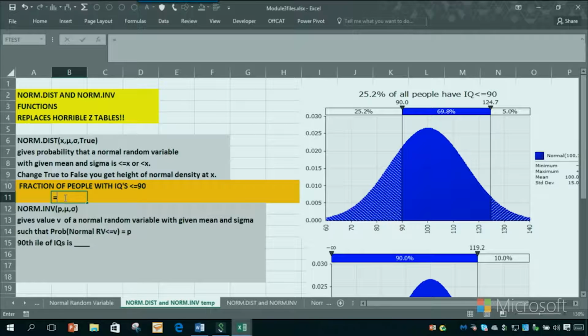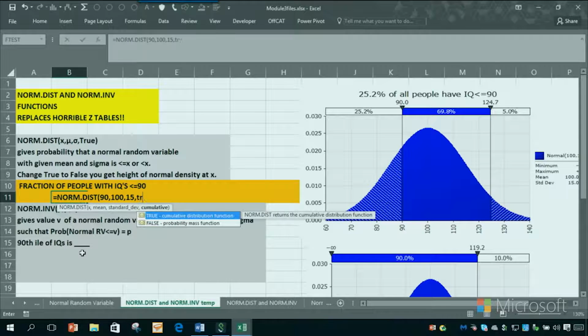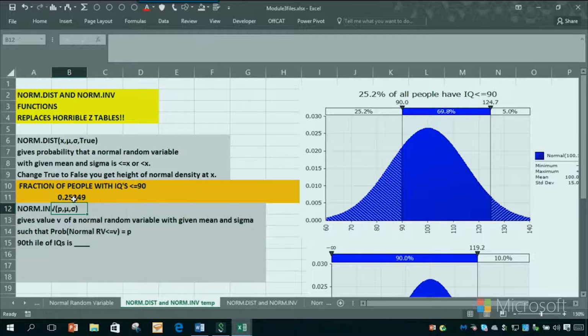So we do NORM.DIST. We would put in 90. The mean is 100. The standard deviation is 15, and we need that word TRUE to let our true probabilities come shining through. Okay, we get 25% of people have IQs less than or equal to 90. Now here's a picture to show you that, again, courtesy of Palisade's @RISK package. See, if I look at the normal density for IQs here, mean 100, standard deviation 15, the area under this whole thing is 1. What fraction of the area is less than or equal to 90? It's this shaded area, and it's 25%.